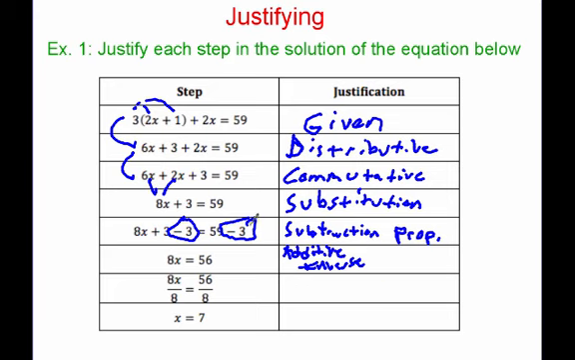On the other side, I said 59 minus 3 is 56. That's just combining like terms, so that is just substitution. So there are really two different properties being used at that step, and we have to say both. All right, coming down, now what I'm doing is to get rid of this 8, I need to divide both sides by 8. My operation that I'm doing is division, so this is going to be the division property.